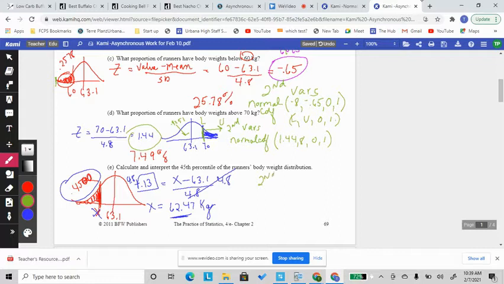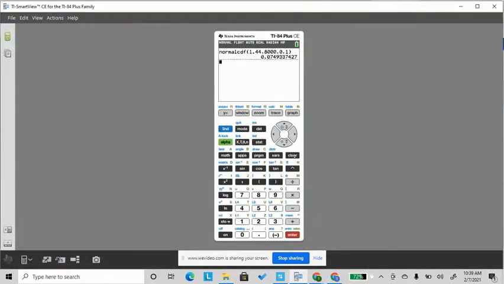Not all of you have this, just the 84s. That's why I tell you guys to get the 84s. Anyway, here we go. So let's go to the 84. You're going to go to second bars again. Clear my home screen. Second bars. And you're going to go down to number 3, inverse norm. Okay, inverse norm is area. That's always area to the left.